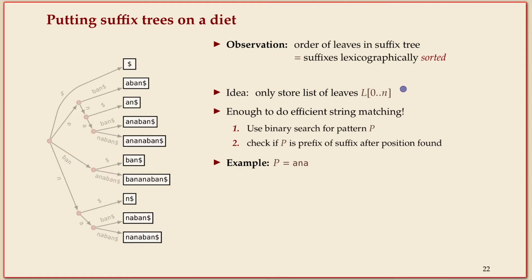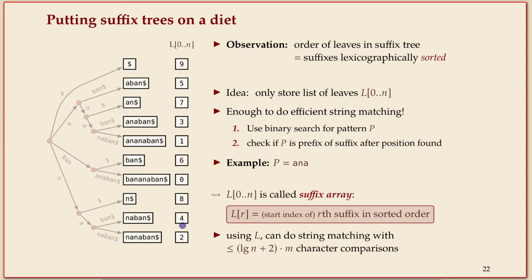So the idea is we only store this array. And remember that this array is really just an array of numbers. We don't actually store the suffixes as strings. We store the starting index.